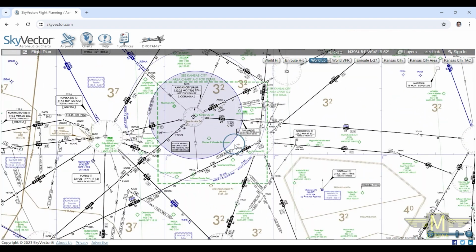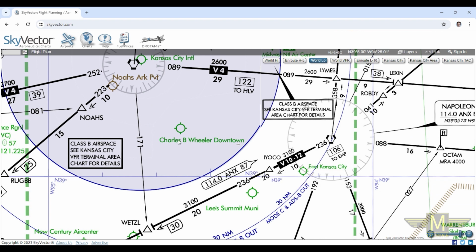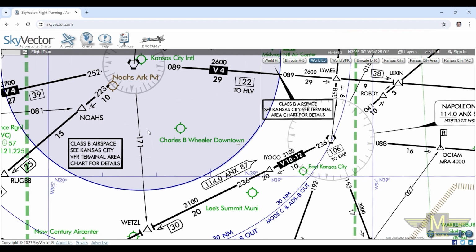Let's go here to Wheeler Downtown. Now that one doesn't show. This one is Class D, but it doesn't say so. It may be a map glitch. Let's check here. If we go to enroute, nope, that one just doesn't say because it's too close to Kansas City, so they decluttered it.